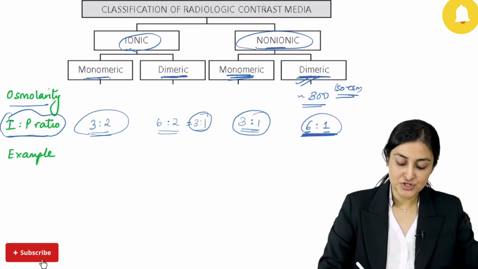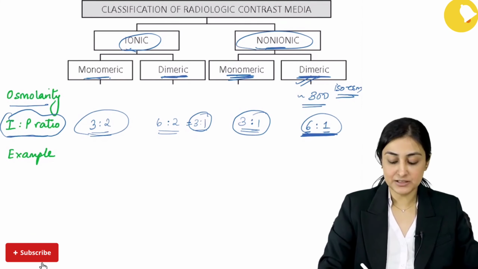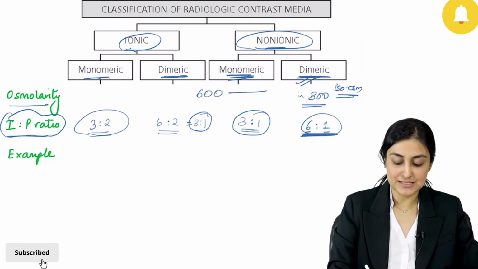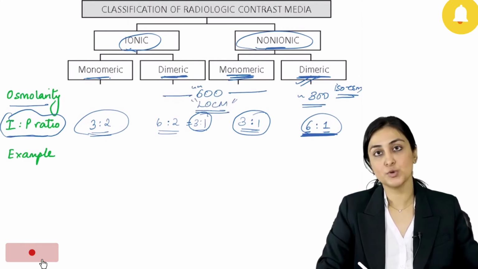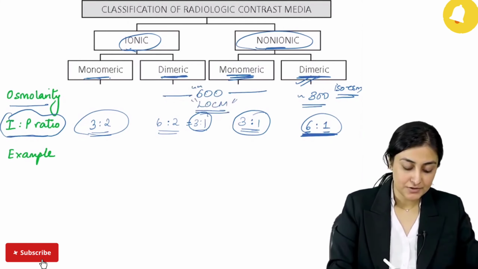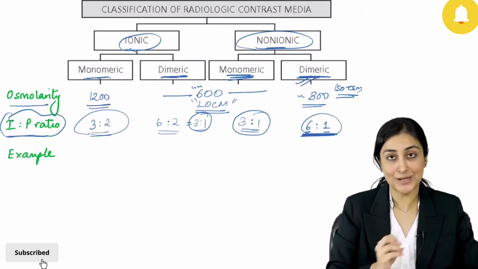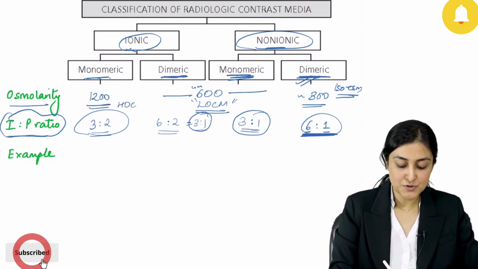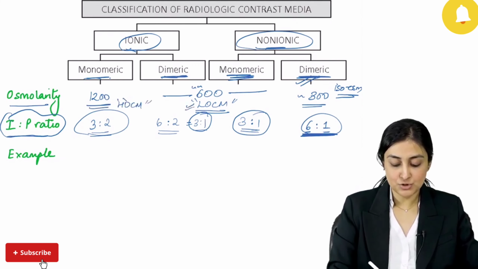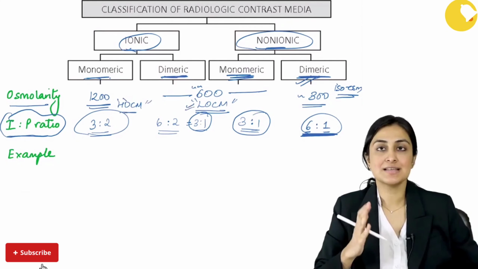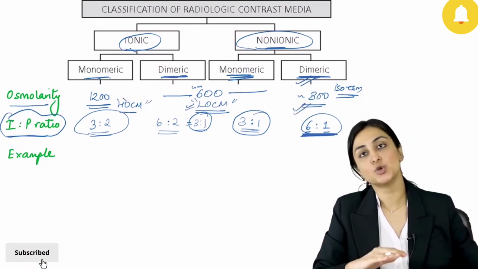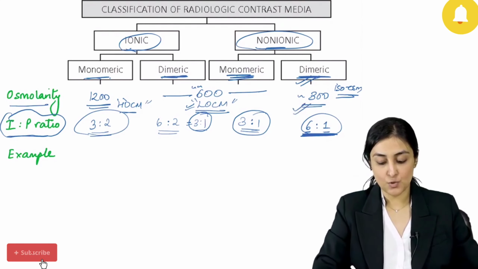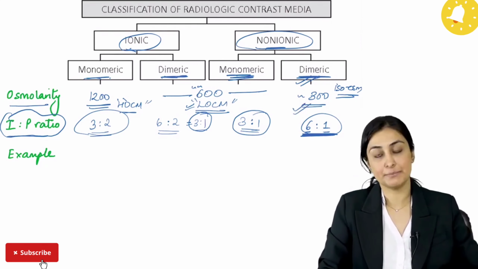When we talk about these two which have the same iodine particle ratio, they also happen to have the same osmolarity of 600, and they are referred to as low osmolar contrast media because relative to the ionic monomers which have an osmolarity of 1200, which are called high osmolar contrast media, these are much lower. Hence the misnomer that it's LOCM, it's low osmolar, whereas we have a contrast media which is even lower than it. Okay, so these are the various osmolarities that we want to remember.